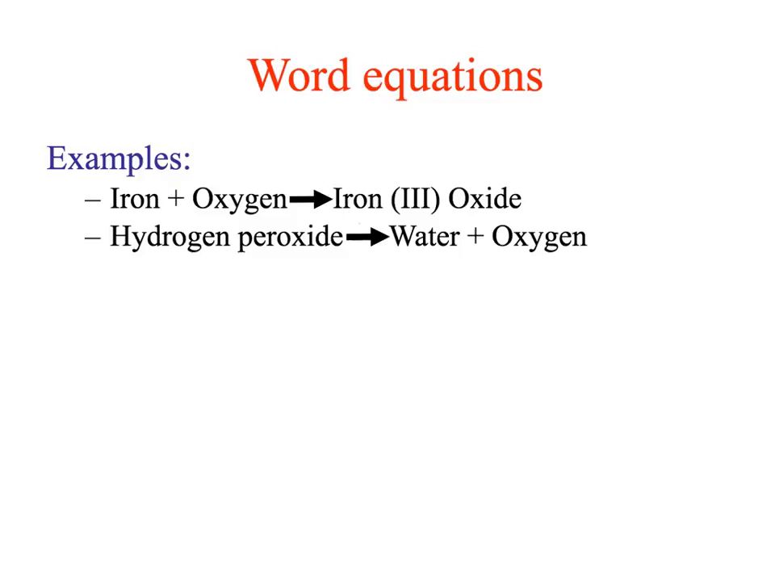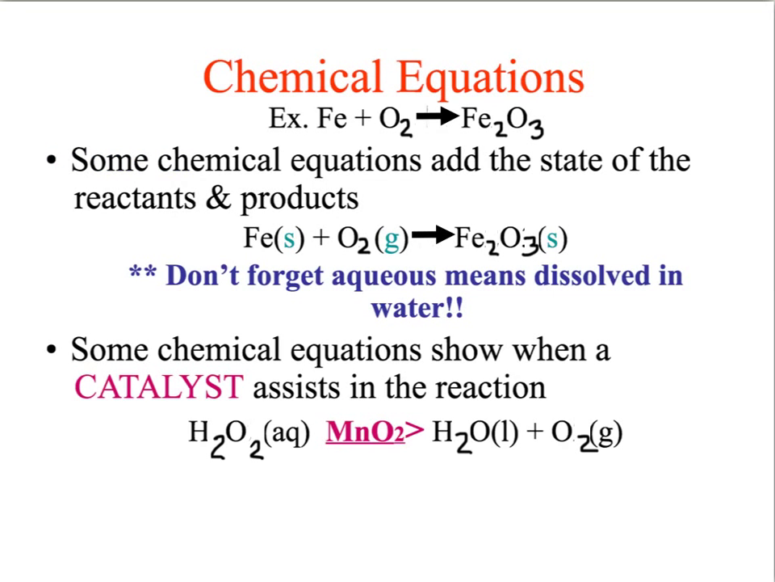So what you see here are word equations, and this is where we're just given the names of what reacts. However, this is not what we're typically using in a lab. In a lab, we need a chemical equation that shows the symbols. So here are some examples of chemical equations.